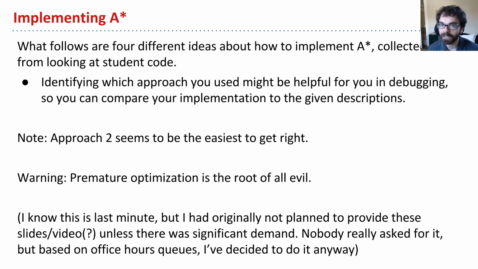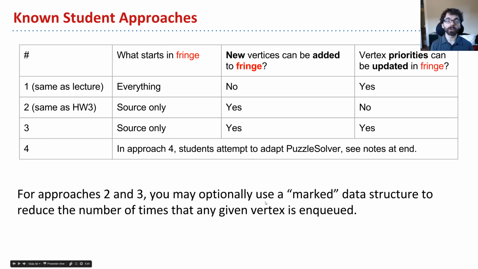Now if you're somebody who's starting out routing, this video isn't really supposed to be an introduction to A-star or routing, but I will mention that approach 2 seems to be the easiest to get right. I should also mention that there's an old saying that premature optimization is the root of all evil, and that's definitely the case with this project. There's a lot of little things you can try to speed up your code that can actually break your code, so I would keep it as simple as possible, start with functionality, and then try and speed things up. So I should mention what the known student approaches are, and then I'll say a few common bugs, and then I'll have a few separate smaller videos about each of these approaches.